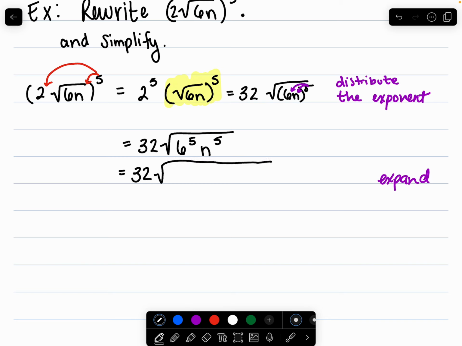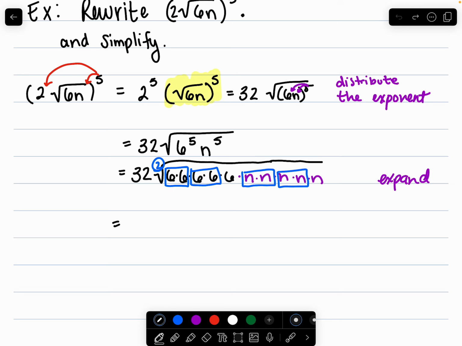How many 6's do we have? We have 5 6's: 3, 4, 5, and we have 5 n's: 2, 3, 4, 5. Make sure you guys extend your radical symbol here, because you want to cover everything so you don't get confused. Remember, we have index of 2 if it's not there, and we're looking for 2 pairs of each one. Pair here, pair here, or pair there.